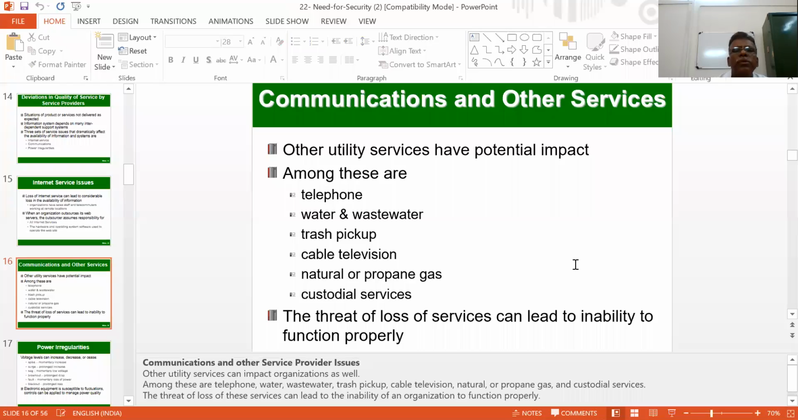Then the communications and the other services especially. Some of the issues like other utility services have potential impact. We have to go with wired network connectivity, wireless network connectivity. You can go with bounded media, unbounded media, guided media, correct? Which are going to be suitable within the organization, deploying within the building?